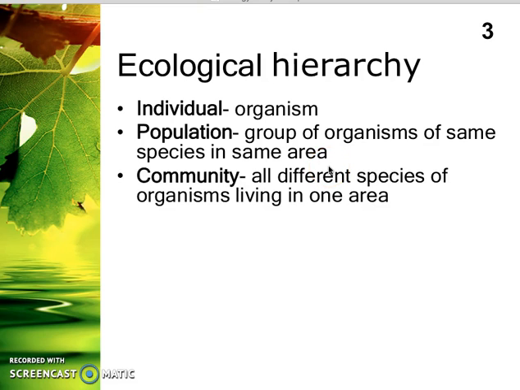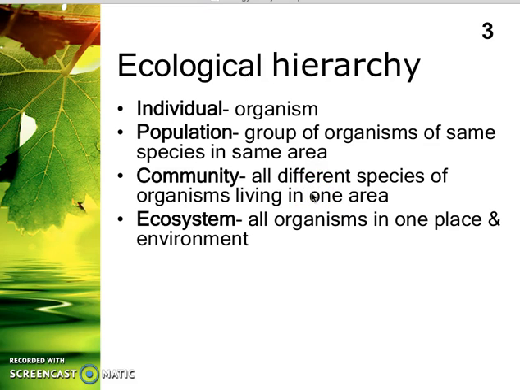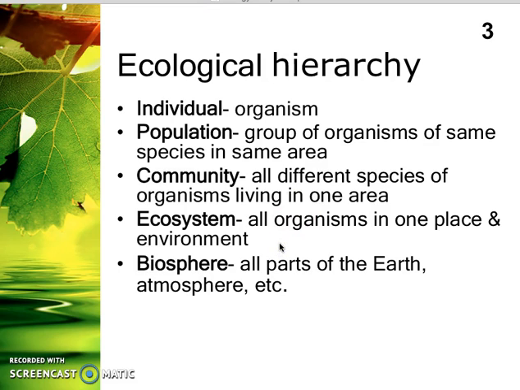Next would be a community. So that's all the different species of organisms that are living in one area. So let's say we got a classroom pet and we got fish and cats. So we wouldn't be a population anymore because there's multiple species in the room. We would be a community. So a community is many different species living in one place. Next, we have an ecosystem. So we already learned about that, but that's all the organisms in one place plus the environment in which they live in. And finally, you have the biosphere. That's all parts of the earth, all the different types of ecosystems. The atmosphere, basically everything can be considered inside the biosphere.